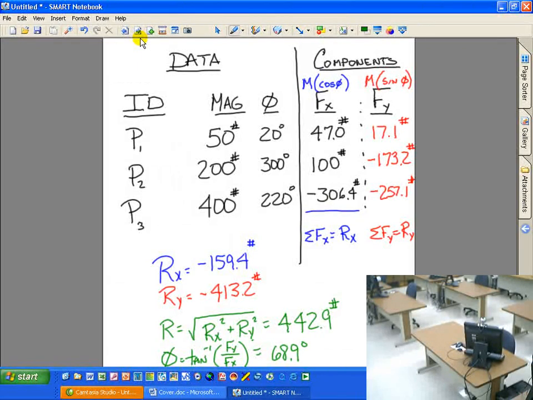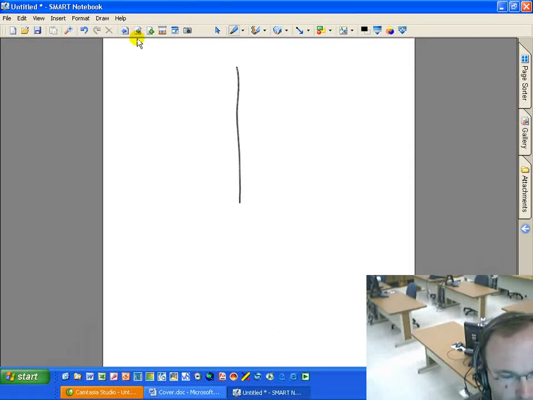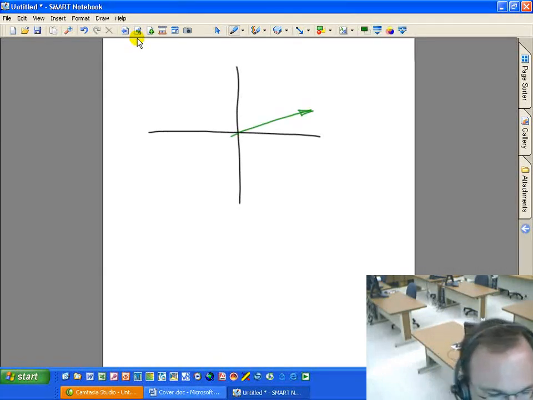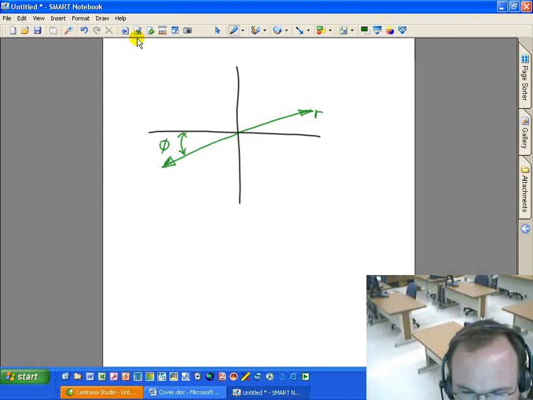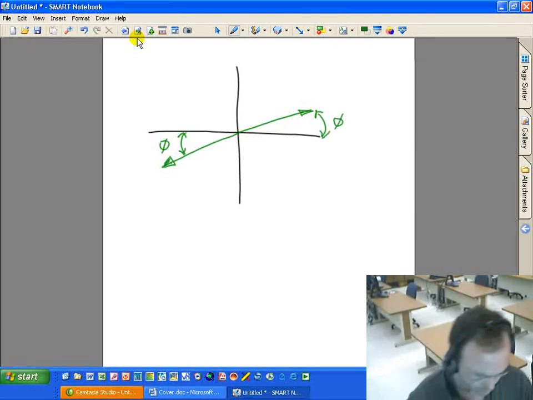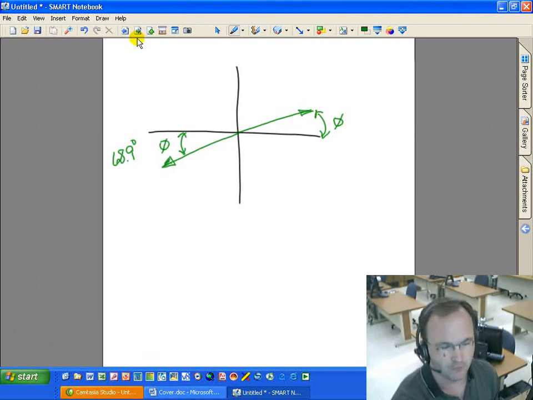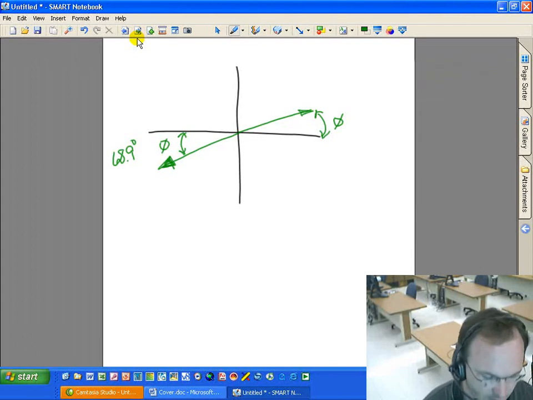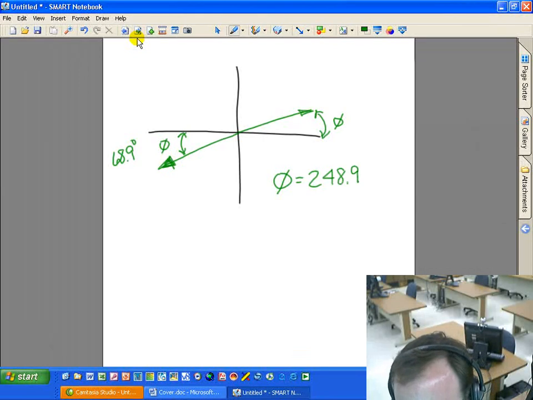68.9 degrees. But from before, we saw when we take the inverse tangent, we have two potential solutions. So we can have this solution or this solution for phi. And so we know this is 68.9 degrees, and since we know Fx and Fy are both negative, it's this angle that we're looking for. So we add 180 to that, and we find out that phi is going to be equal to 248.9 degrees.